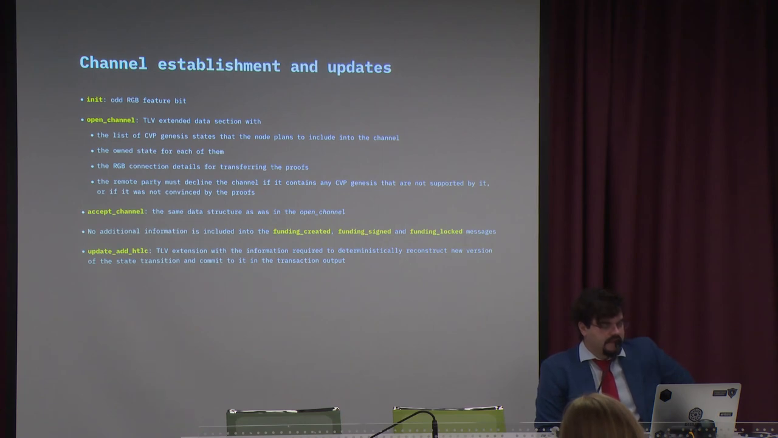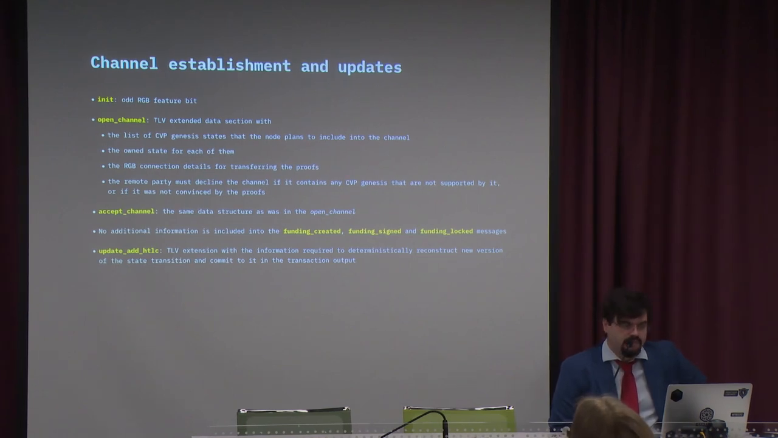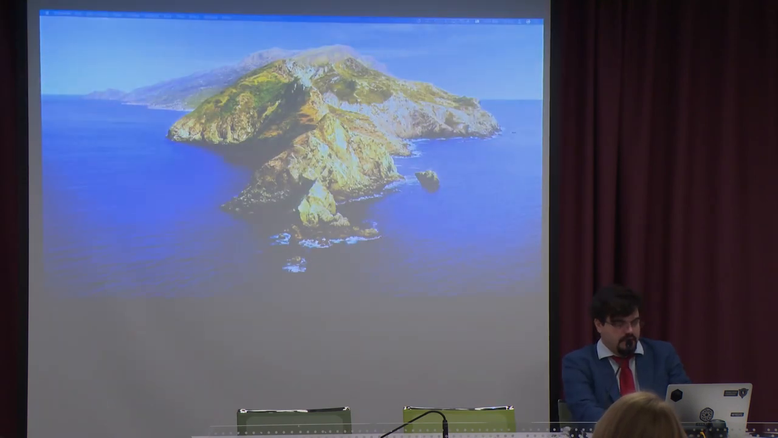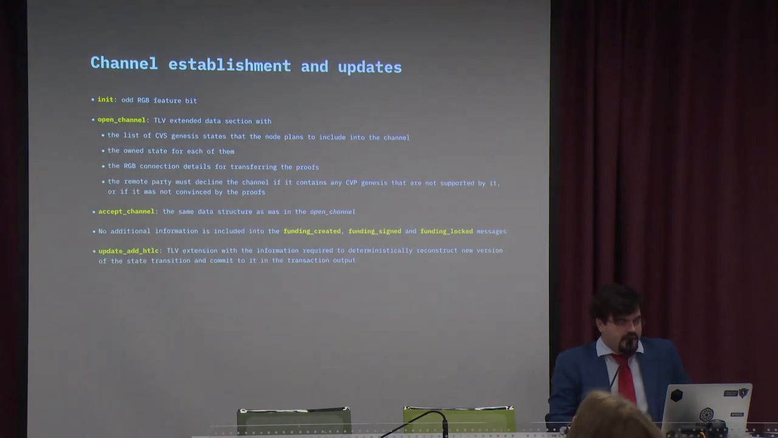For establishment and updates, we will use the following message: init with the odd RGB feature bit. So we wouldn't fail if the other node is not supporting RGB. We will just fall back to the Bitcoin protocol. Open channel: we add the extended data section with the list of genesis states. Client validation protocol, oh, it's just an old abbreviation. So client validated state genesis states that the node plans to include into the channel.